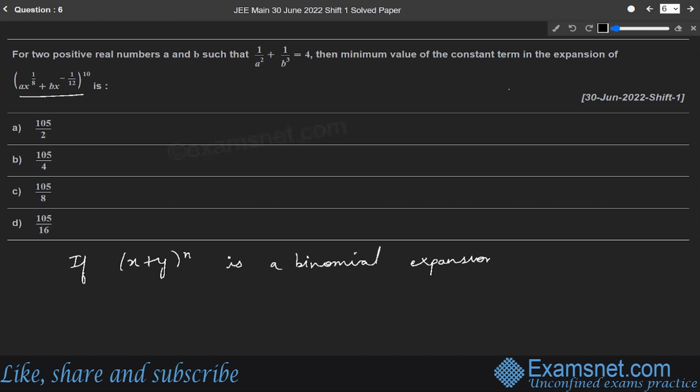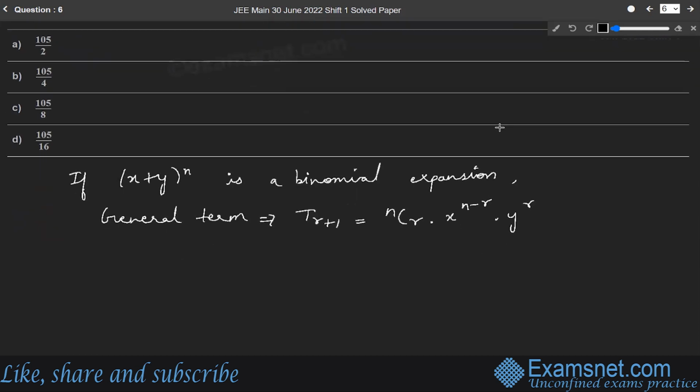then the formula to calculate the general term for this expansion is T_(r+1) = nCr multiplied by x^(n−r) multiplied by y^r. This is the basic formula that you have to remember in order to find the general term of the binomial expansion. So what is the binomial expansion that is given in the question?